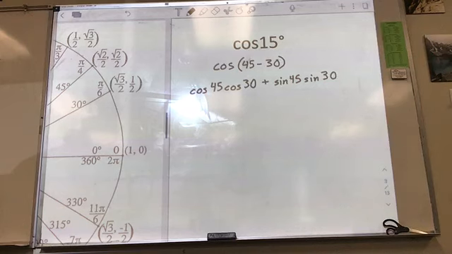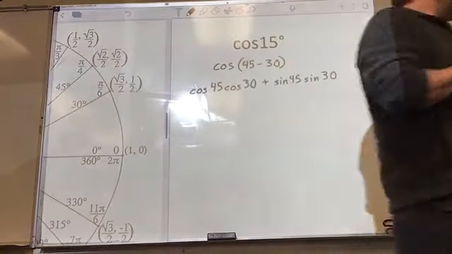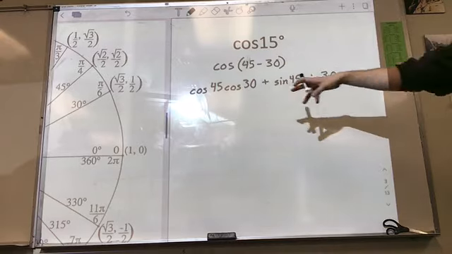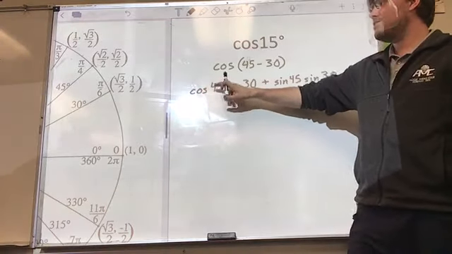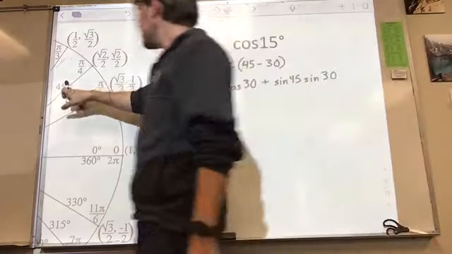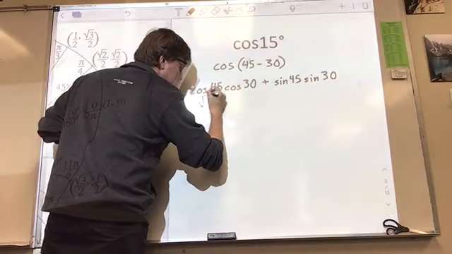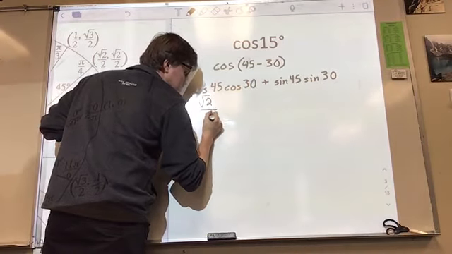Now that we've split that up and written it in this formula, it does have stuff on the unit circle. If we look at our unit circle, we can answer all of this. What is cosine of 45, our x value of 45? Our x value of 45 is root 2 over 2. So root 2 over 2.